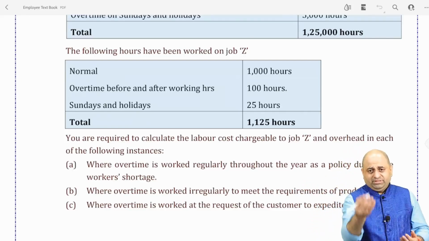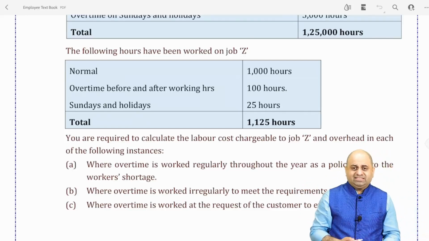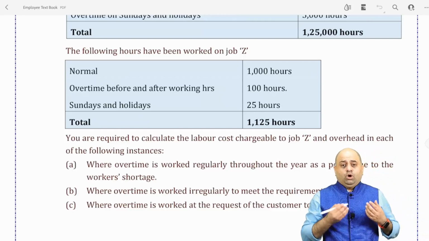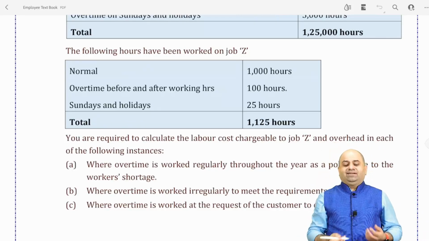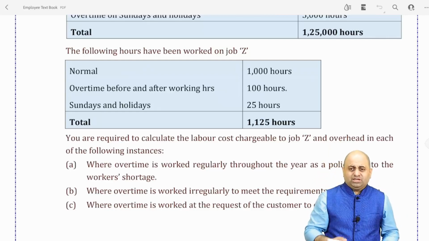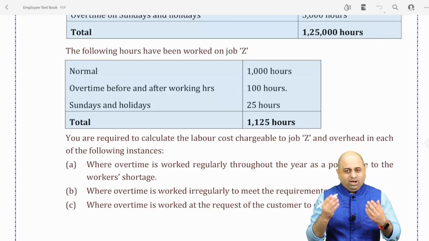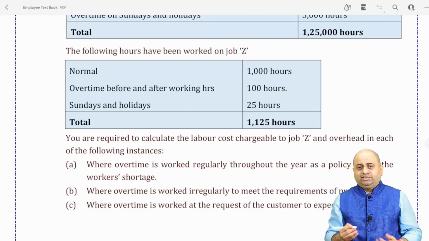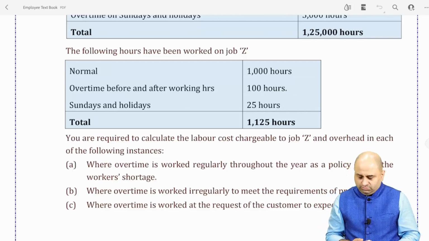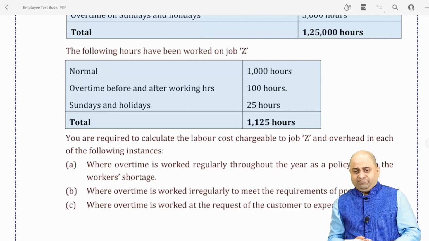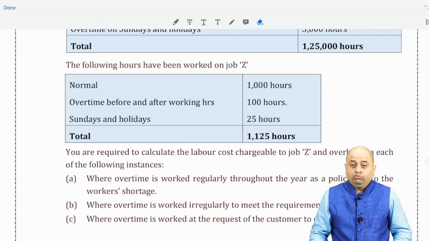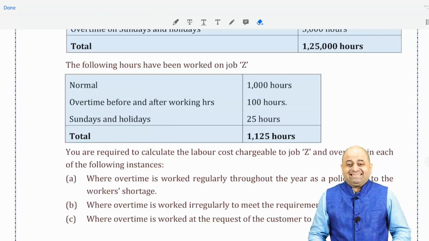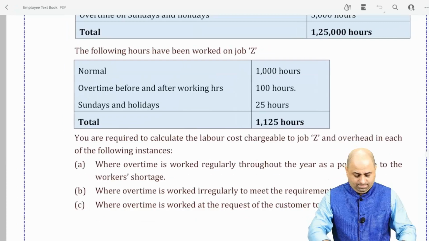Or the last part, if I may take as an example, overtime is being worked at the request of the customer. So whatever you incur as overtime will fully be charged to him. Very simple two questions related to overtime, but important ones. Please try to understand that. With that I finish question number 15. Okay, so now we move on to question number 16.